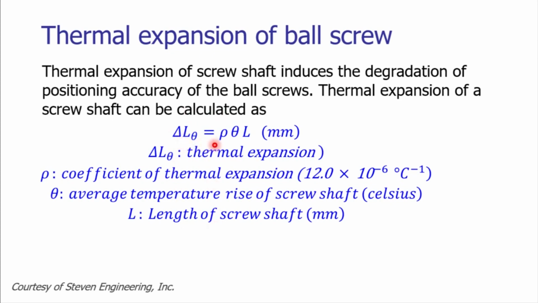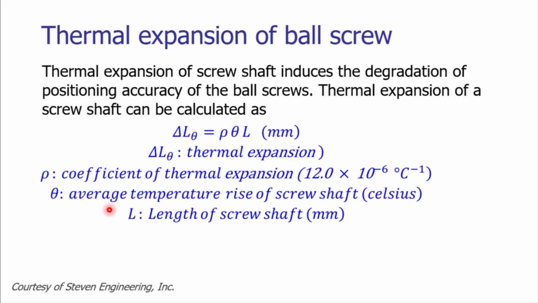So delta L equals rho times theta times L. The rho is the coefficient of thermal expansion, theta is the average temperature rise of the screw shaft, that is in Celsius, and L is the length of the screw shaft. The length of the screw shaft is known to you. Coefficient of thermal expansion is a basic property of the steel shaft that can be taken from the trade literature. The temperature rise in the screw shaft can be monitored.